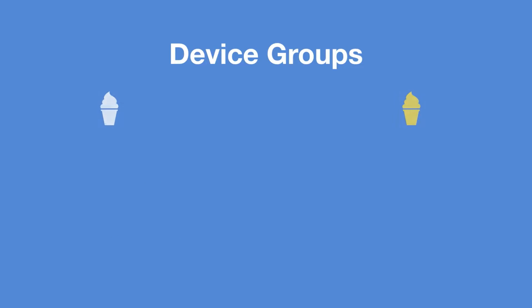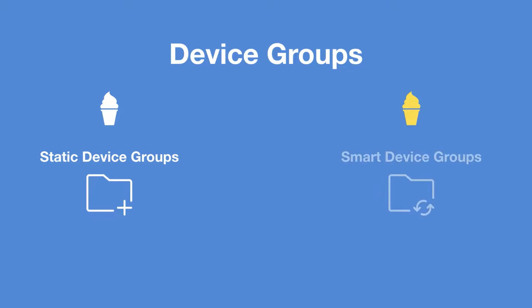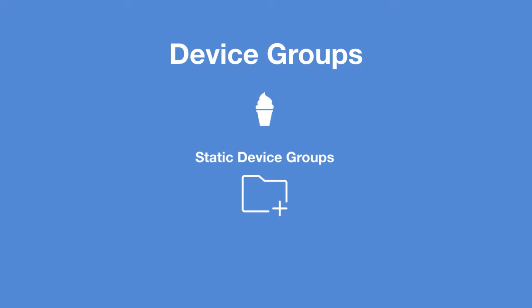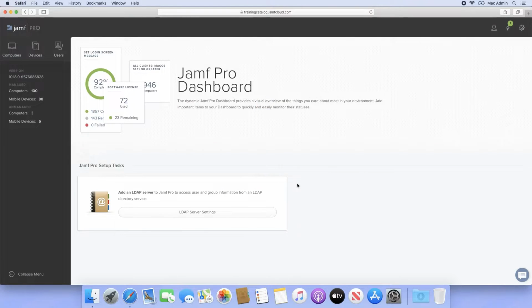Device groups come in two flavors: static groups and smart groups. Static device groups provide a way to organize mobile devices by assigning them to a group. These groups have fixed memberships that must be configured manually. Common uses include groups of testing devices, lab devices located in the same physical location, or devices with a similar purpose like kiosks.